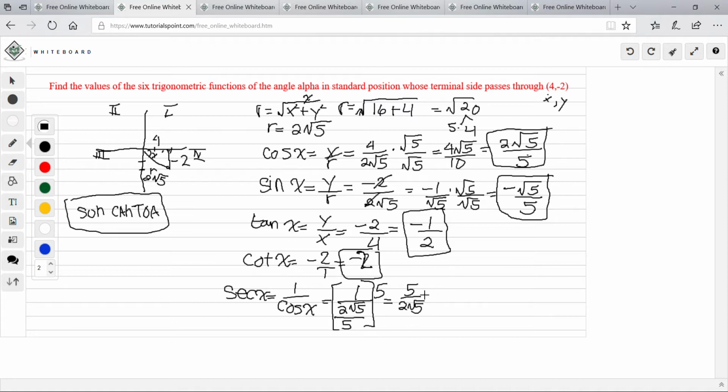Let's rationalize the denominator by multiplying top and bottom by square root of 5. So you're left with 5 square root of 5. 5 square root of 5 times square root of 5 is 5, times 2 is 10. That simplifies into square root of 5 over 2.